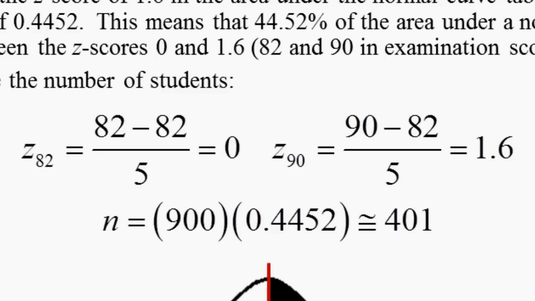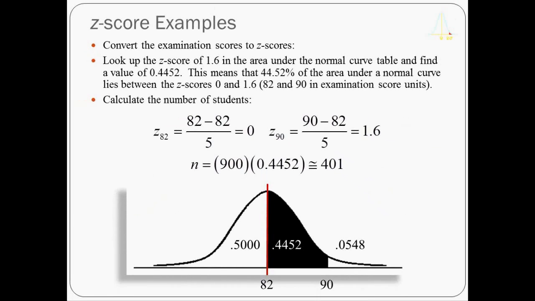So here I take my test score of 90 minus the mean of 82, divide by 5, and I get a z-score of 1.6. Now you can see in the graphic here I've labeled the things that I know. I know that half the distribution has values below 82, so I've labeled that 0.5000. By going to the z-table in the book, I learned that the area between a mean of 0 and a z-score of 1.6 is 0.4452. And I put that in, that's the blackened or darkened area. So the probability of having scores between 82 and 90 is 0.4452.